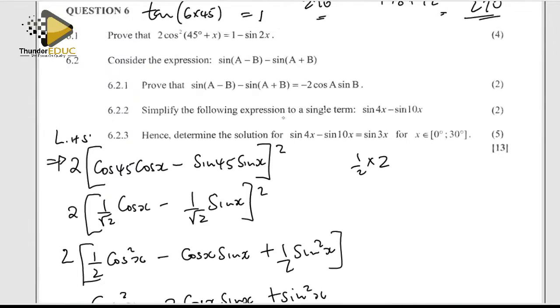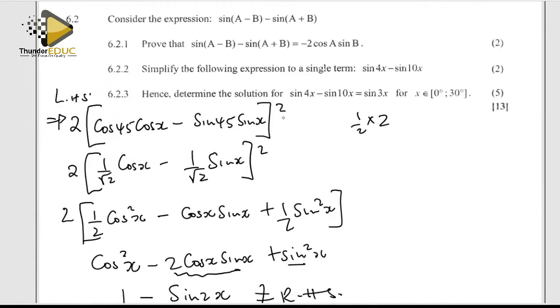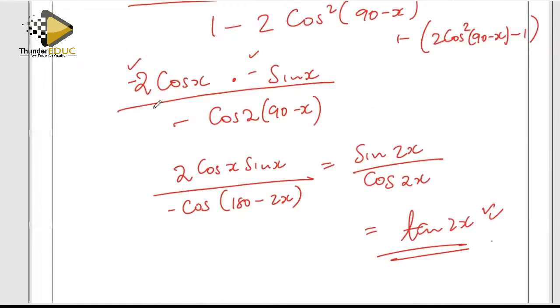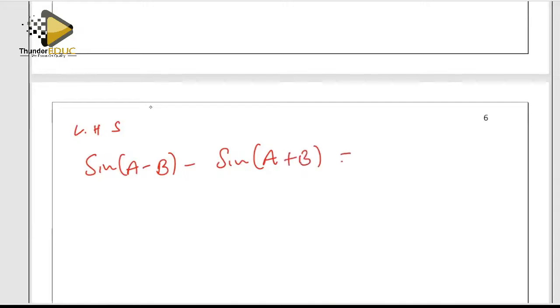6.2, they want us to prove. We are given sine of this and that. Can we prove that it is equal to that? So still, we're going to do the same thing. The left-hand side first. Okay, so we have the sine of a minus b minus the sine of, is it a minus first or a plus? It's a minus and then we have a plus. This must give us 2 cos a sine b.